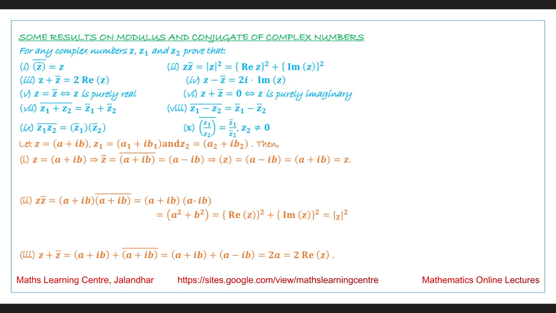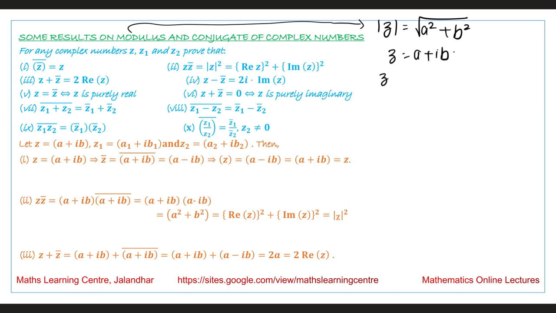The definition for the modulus: mod of z is equal to square root of a square plus b square, where z is a plus iota b, and the conjugate of z is a minus iota b. This is the definition for both these things.